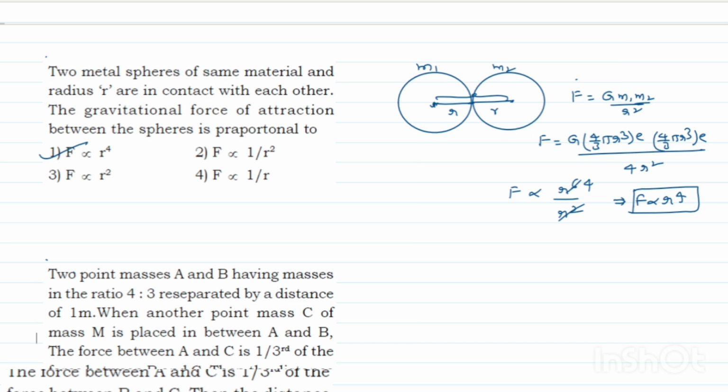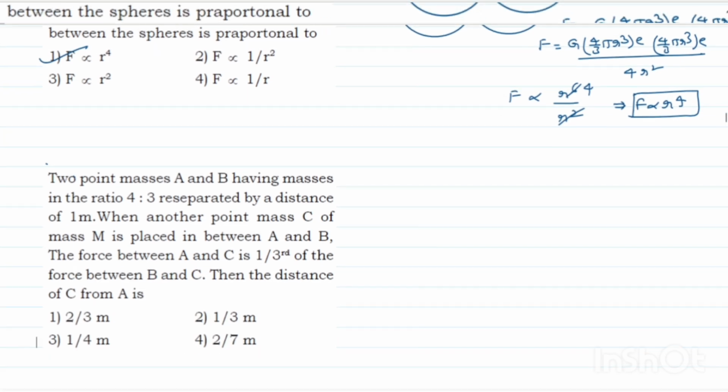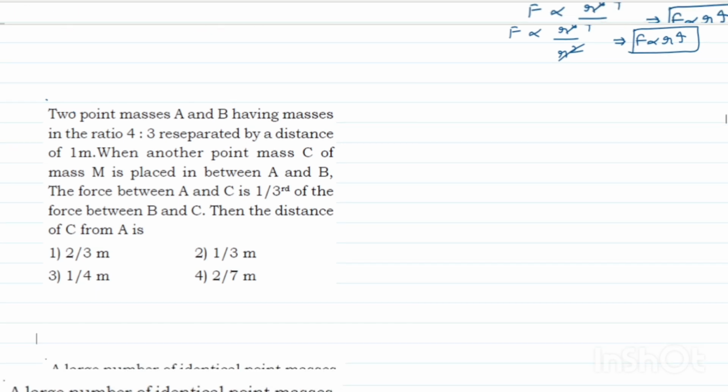Let us see the next question, students. The next question says two point masses A and B, having masses in the ratio 4:3, are separated by a distance of 1 meter. Now another point mass C of mass capital M is placed in between A and B, and the force between A and C is 1/3 of the force between B and C. Then they are asking the distance of C from A.